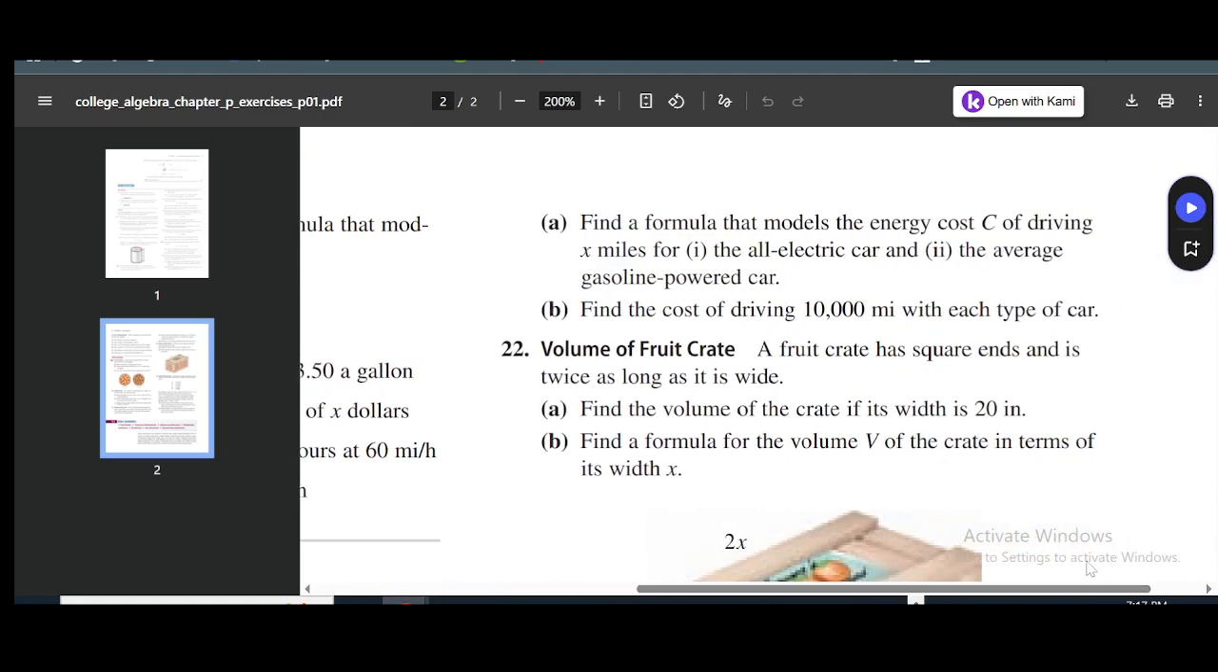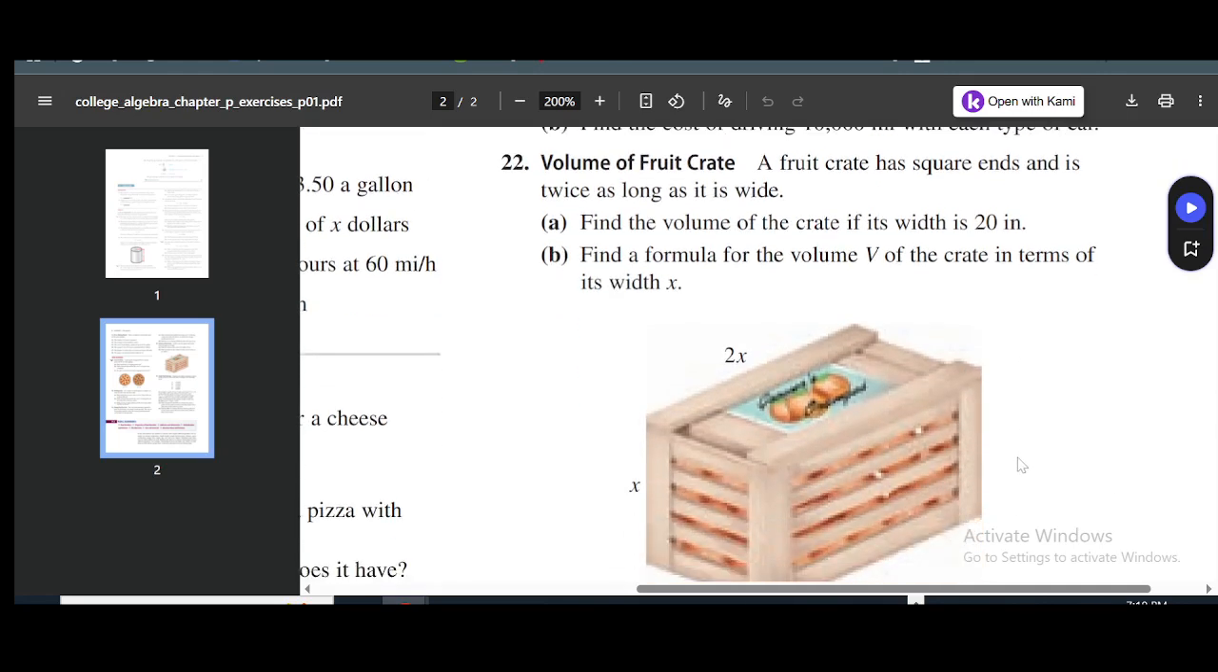Okay. Number 22. The volume of a fruit crate. A fruit crate has square ends and is twice as long as its side. Find the volume of the crate if its width is 20 inches. Okay, so what we have here is a crate, and we know that one side is unknown. That's what the X stands for. And the second side is twice as long, so we write that as 2 times X to represent that second side.